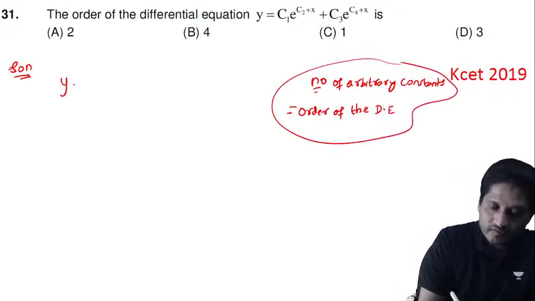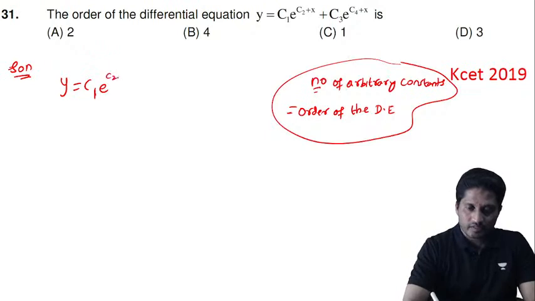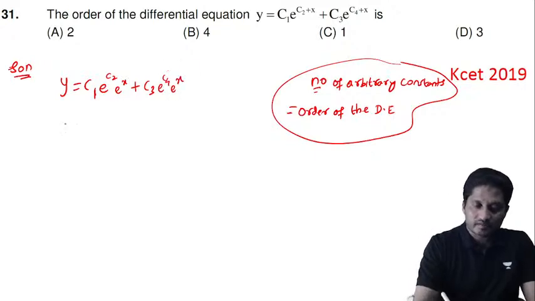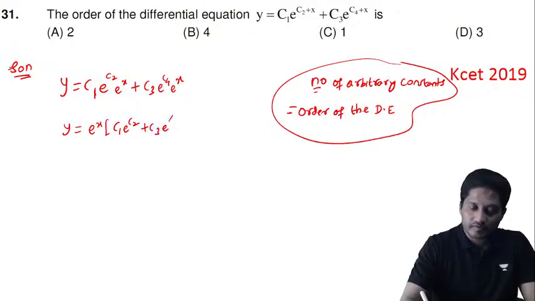I can write y is equal to c1 e power c2 x, which can be written as e power c2 into e power x. Again, this is equal to c3 e power c4 into e power x. Y is equal to, I'm going to take e power x common, you will get c1 into e power c2 plus c3 into e power c4.